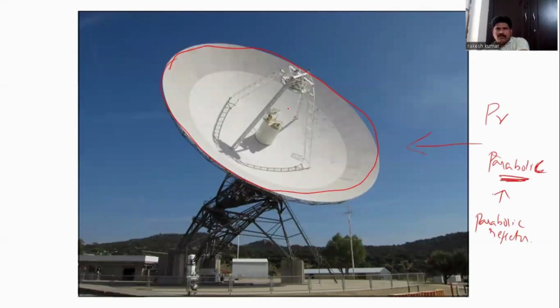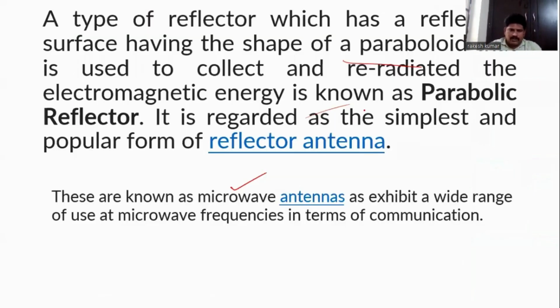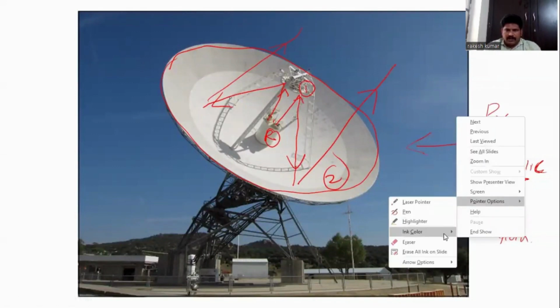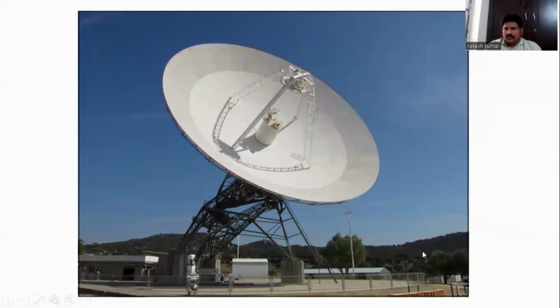Let us observe here. How many reflectors are there? This is my primary antenna. First the waves will fall on this antenna. This is my first reflector. Again, they fall on this second reflector. This is my second reflector. Then all the waves will move in a particular direction. If you observe here, totally how many reflectors are there? Here, two reflectors are there.